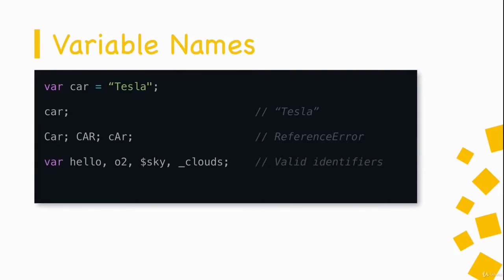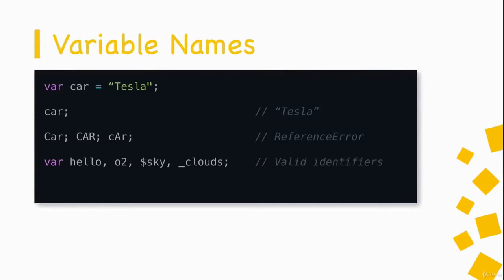Now there are a few rules when it comes to naming variables. For example, a variable can only contain numbers, letters, the dollar sign, and the underscore. Furthermore, a variable name can only start with a letter, the dollar sign, or the underscore, but not a number. So in this case, the variable named hello is a valid variable name.